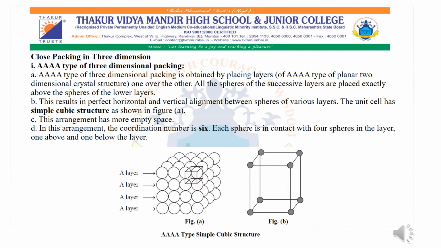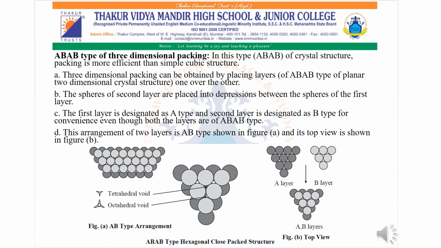This arrangement has more empty space. In this arrangement, the coordination number is 6. Each sphere is in contact with 4 sphere in the above layer. Okay. Moving ahead with the next category of 3-dimensional structure, that is ABAB type of crystal structure.